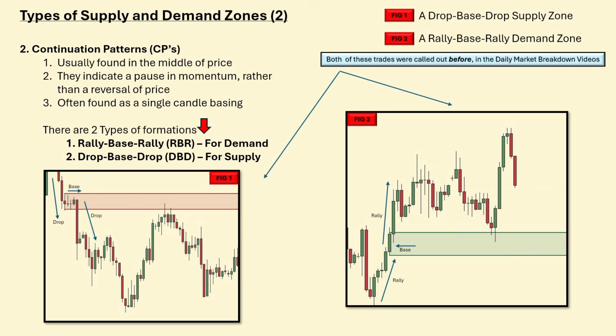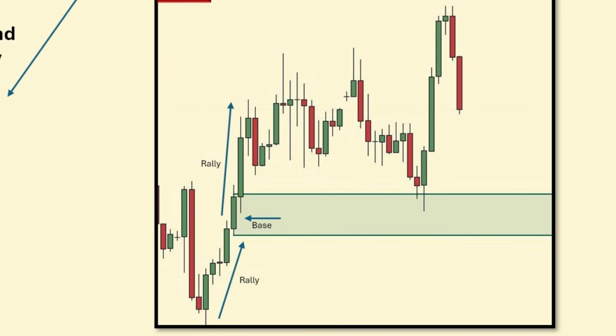All right, now we are going to be breaking down the CP zone, the continuation pattern. And what that means is it's in the name. It is a continuation pattern, meaning we usually have a rally and then the base and then another rally. This is often found in trends and in momentum moves. And usually these zones are found in the middle of the move.